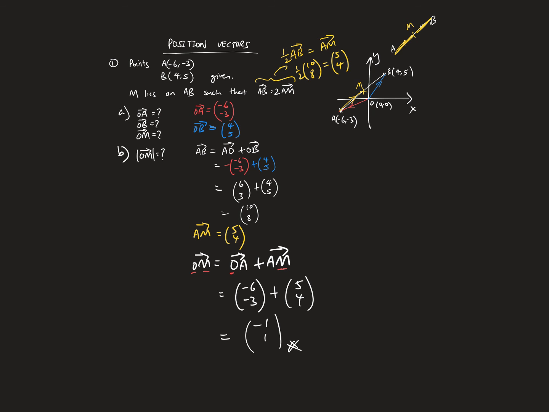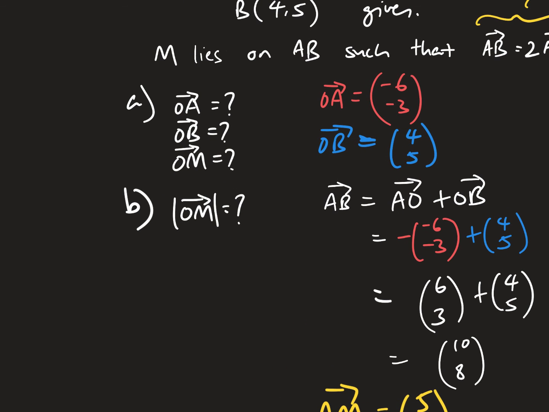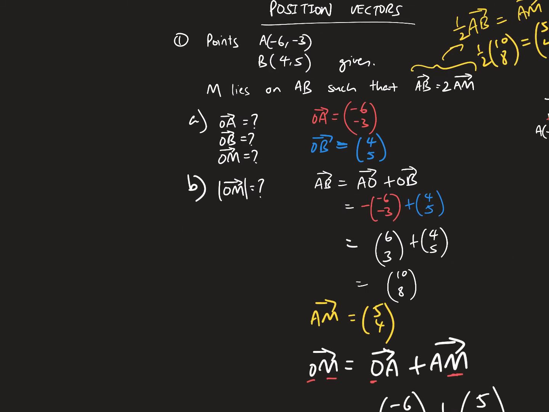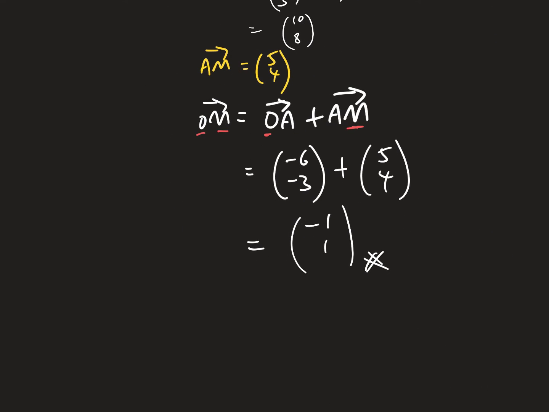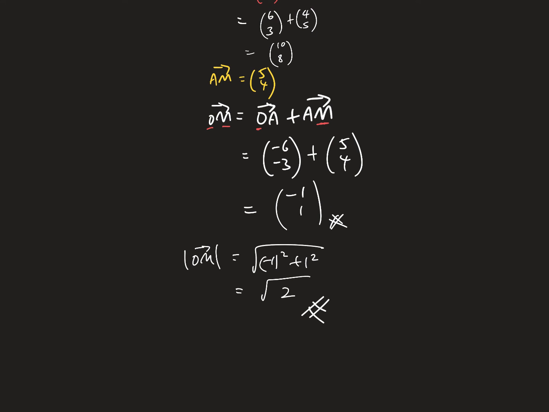Finally, the question asks for the magnitude of the position vector of M. The position vector of M is simply OM, and we are trying to find the magnitude of it. So this goes back to using Pythagoras theorem. We see that this is simply the square root of -1 squared plus 1 squared, which is the square root of 2. That's it.